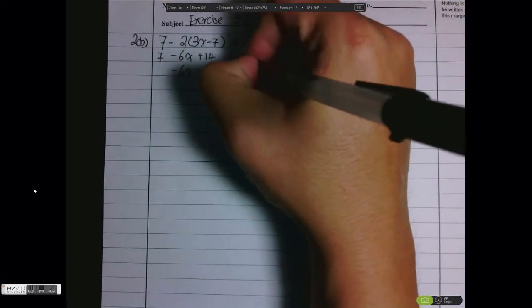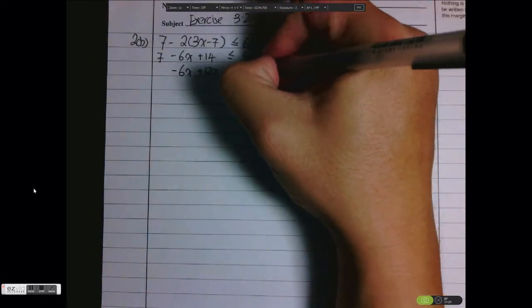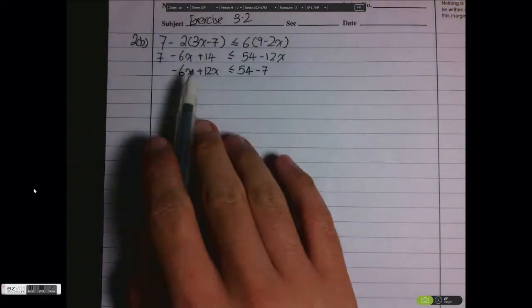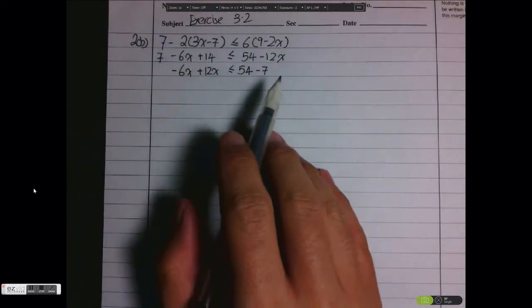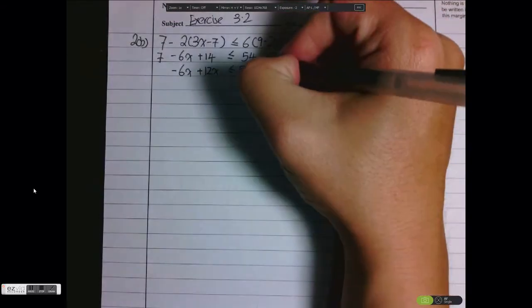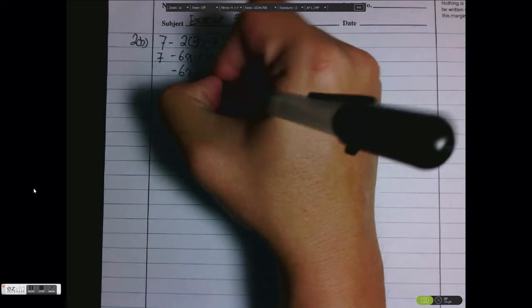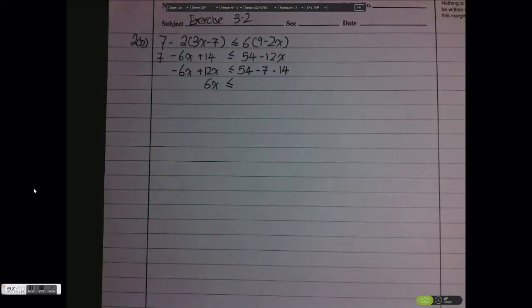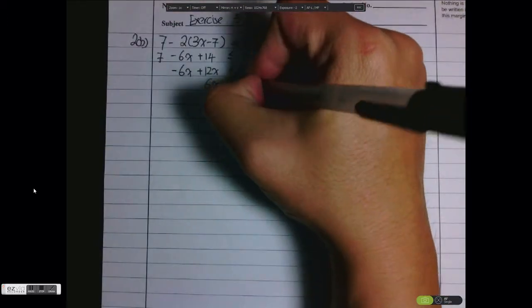And over at the other end we have 54 minus 7, 7 minus 7 on this side, you minus 7 on this side, minus 14 on this side, so you minus 14 on the right hand side as well. What we get is 6x is lesser than or equals to 54 minus 14, 40 minus 7 is 33.